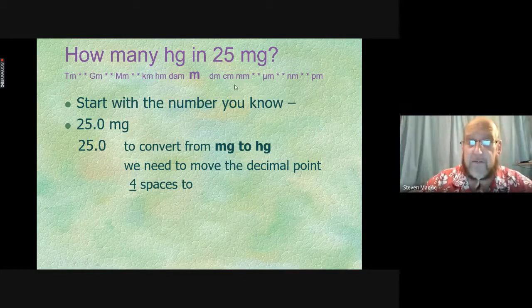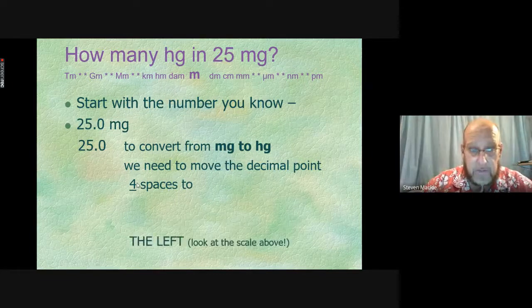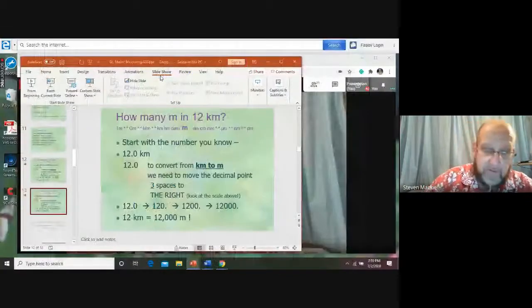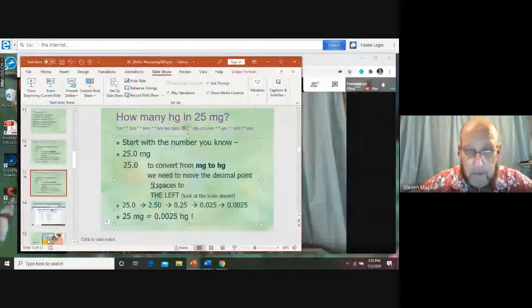Okay, Steve. 1, 2, 3, 4, 5 spaces. Duh. Well, need to correct that. It's not 4, it's 5, Steve. Okay, we're moving them to the left. We're going from here to here, right? We went 1, 2, 3, 4, 5. I'm going to repost this. Okay.